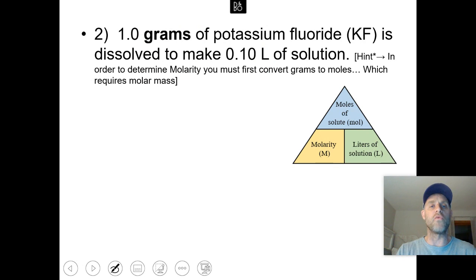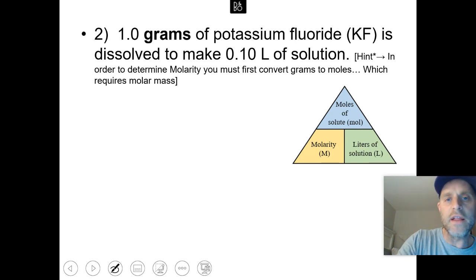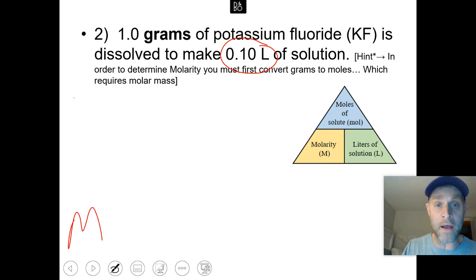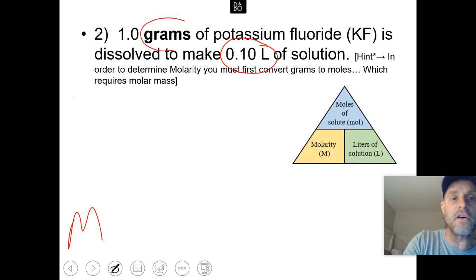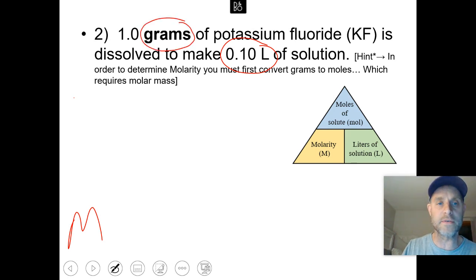Here we go. I have 1 gram of potassium fluoride, which is dissolved to make 0.1 liters of solution. So if you look back to the last question, the volume of solution hasn't changed. We're still trying to determine molarity, which is capital M. So nothing has changed. Here's what's changed. Instead of moles, I now have grams. So now look at my hint. It says, in order to determine molarity, capital M, you must first convert grams to moles.